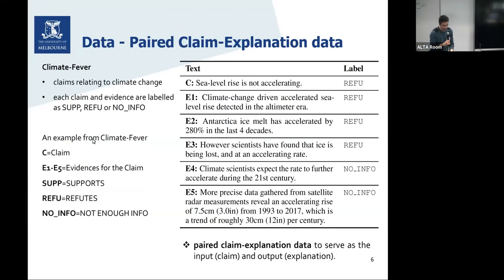This is our paired claim explanation data. We're using Climate-FEVER. This dataset is used for climate change fact checking. It contains many climate change related claims and related evidences. The label system contains support, refute, and not enough information, following the FEVER style. Here we have text and label. The C represents the claim, and each claim has five related evidences, from E1 to E5.